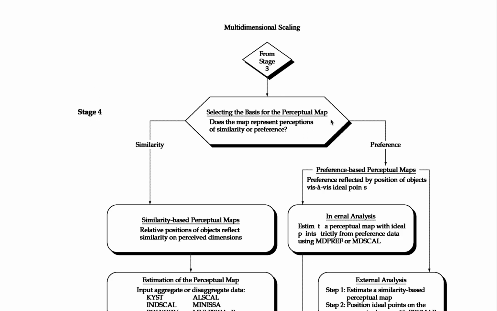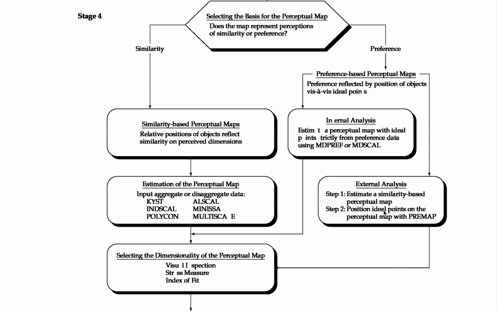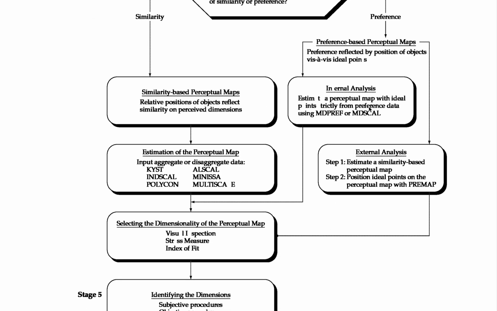Selecting the basis from the perceptual map. Does the map represent the perceptions of the similarities or the preferences? If it represents the similarities, then it is a similarities based perceptual map. Relative positions of objects reflect similarities and perceived dimensions. Preferences based perceptual map: preference is reflected by the position of objects versus ideal points.